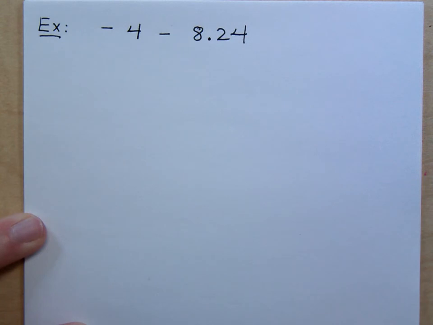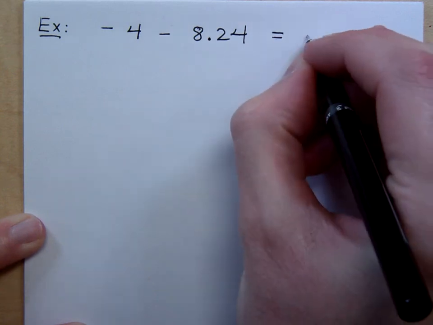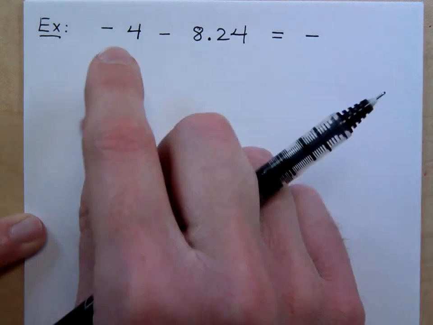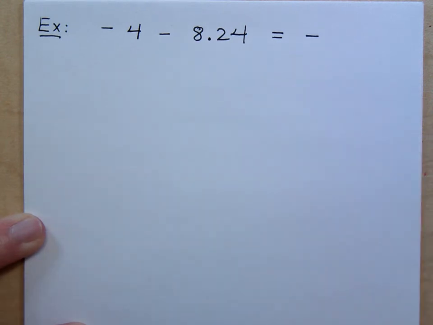I'm just going to add these guys, right? And what's my sign going to be for my final answer? I know that at the end my sign is going to be a negative. If you lose 4 and you lose 8.24, you're going to be losing an even larger number. So what I need to do is add these guys up on the side.